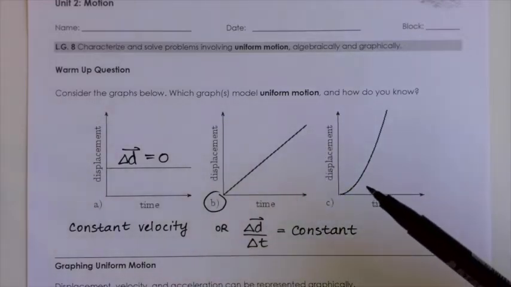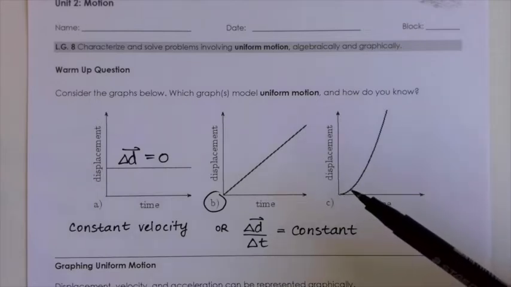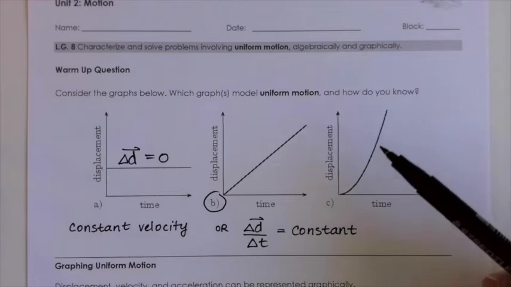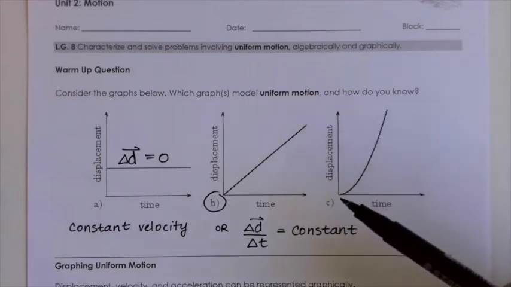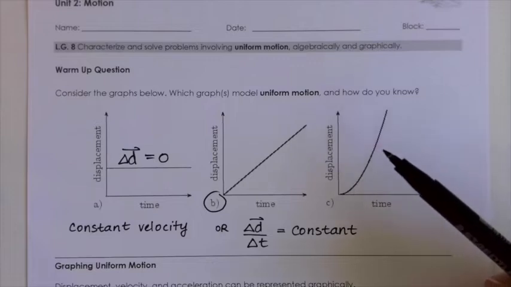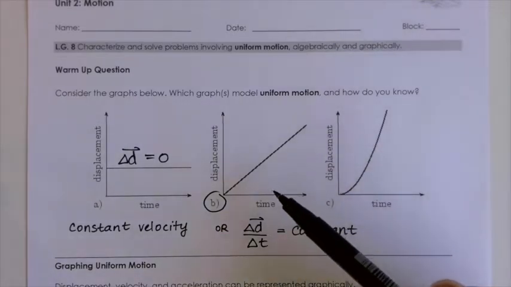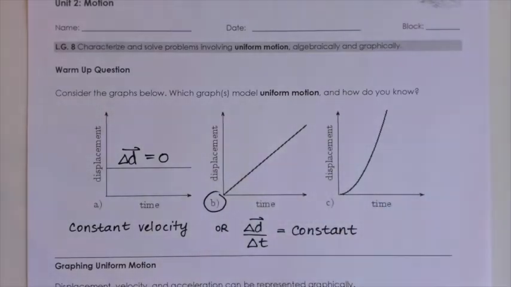And here it's actually not constant. The displacement of the object with reference to the origin is not changing at a constant rate. This is better described as an exponential graph. So this is not constant the way that this linear graph is here. So the answer is B.